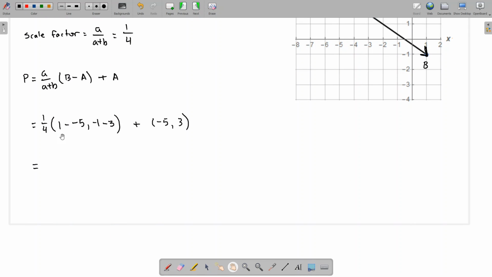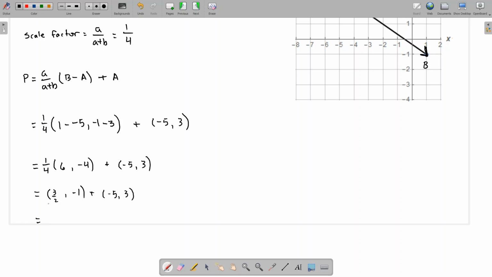Okay, so we've got 1/4 out in front still. This is going to give us 6, and that's going to give us -4. And then distribute the 1/4 through, so you're going to get 3/2 and -1, plus now the point -5, 3. Okay, so this is really 1.5.